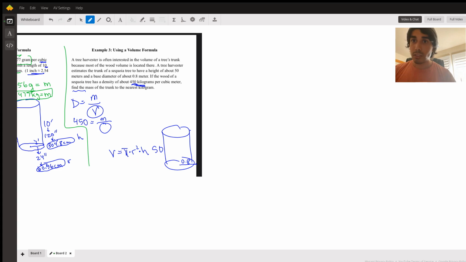The good thing, though, is notice that all of our weight is in kilograms, and all of our length measurements are in meters. That's beautiful because it means we don't have to do any conversions. All our weights are in kilograms, and all of our lengths are in meters. So it's going to make this problem a lot quicker to do. So pi r squared height. The radius is that 0.8, so we've got pi times 0.8 squared, and then the height is that 50.